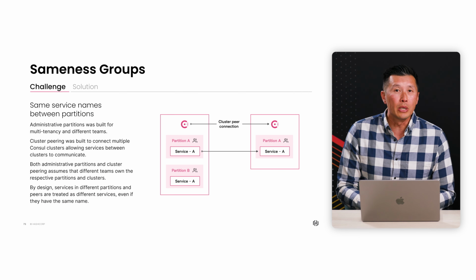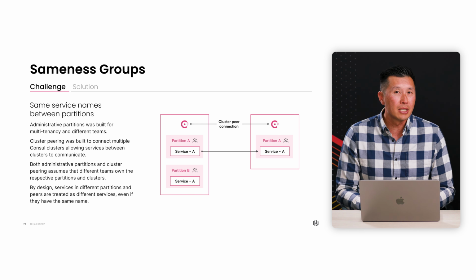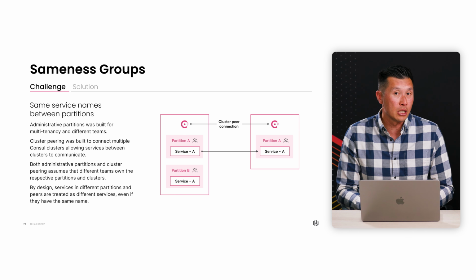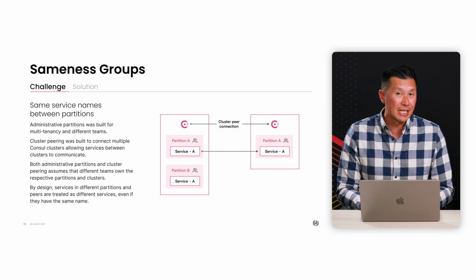Thanks, Jordan. So in Consul today, you can configure services to fail over between different Consul partitions and clusters. However, when doing it at scale, it does require a few extra steps, which is not ideal. And the reason for this is because admin partitions and cluster peering is predicated on the assumption that you have different teams managing and controlling different Consul partitions and different Consul clusters. And therefore, by design, we assume that services that have the same names are completely different services between partitions and clusters. However, the challenge with these assumptions is that not every partition or cluster is owned by different teams.